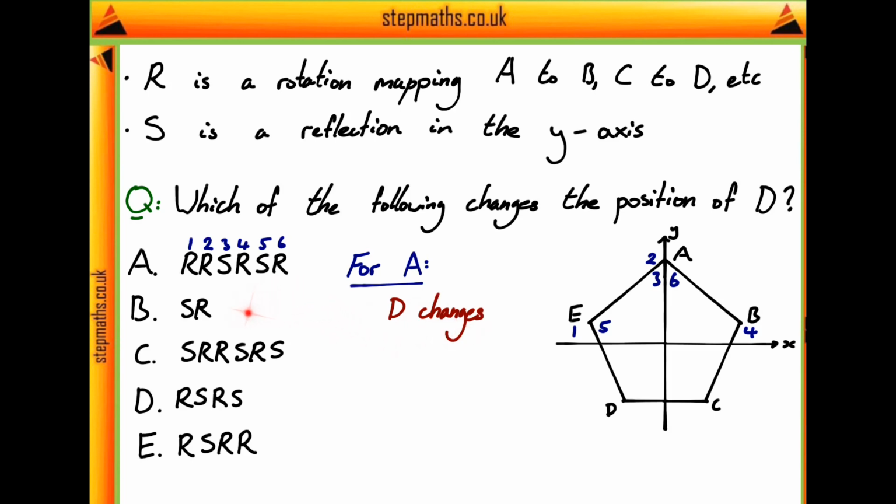Now, of course, if you like, you can move through the other points and check that they're going to leave the position of D unchanged. But just for the sake of this video, since we've found the one which leaves D in a different position, then we can leave it there. So our final answer is just going to be A.